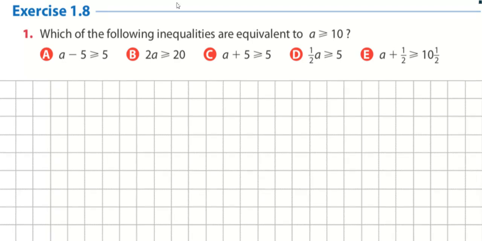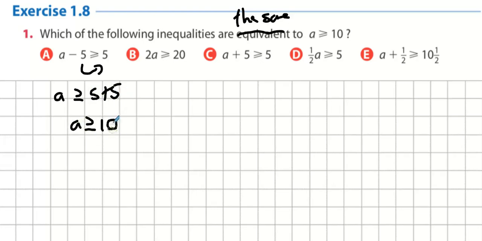The word equivalent means the same. Which of the inequalities are the same as x being bigger than or equal to 0? Now, what happens when you move the 5 over to your side in the first one? What happens to that minus 5? It turns into a plus. And what's 5 plus 5? 10. But everybody agree that the first one is in fact the same answer.